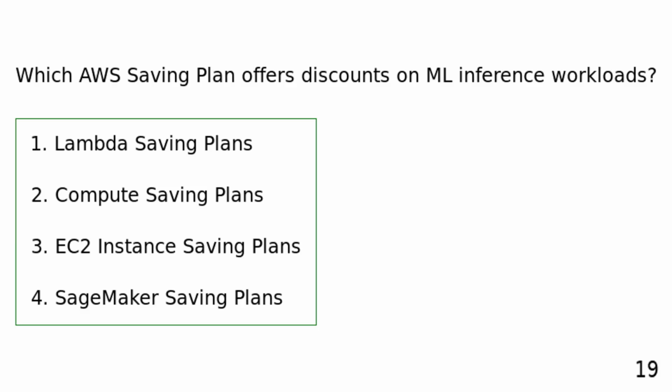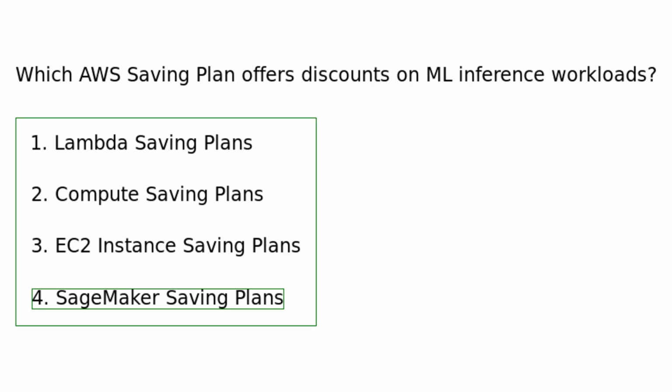Lambda saving plans. Compute saving plans. EC2 instance saving plans. SageMaker saving plans. SageMaker saving plans are designed to provide discounts on machine learning workloads, including both training and inference on SageMaker instances.